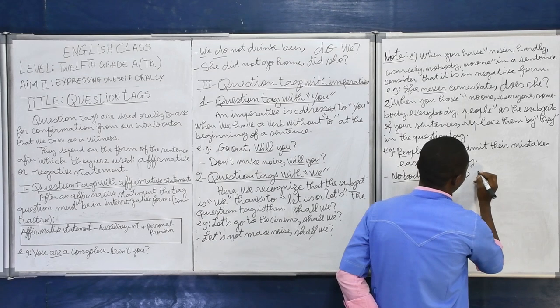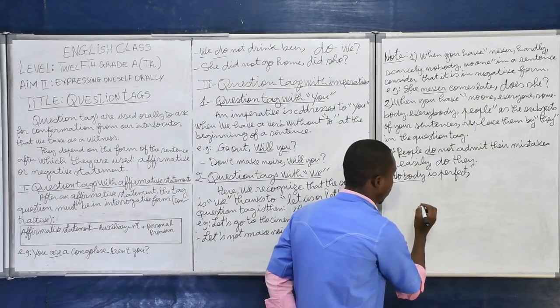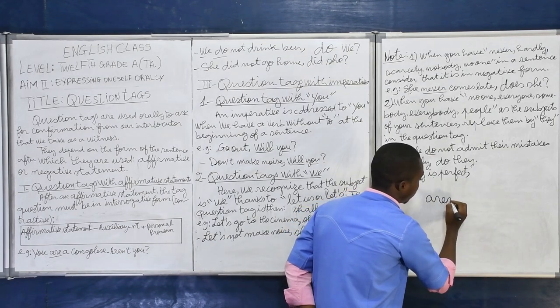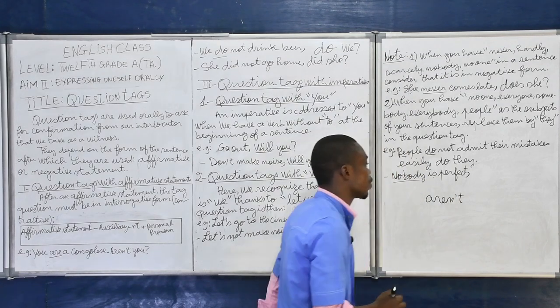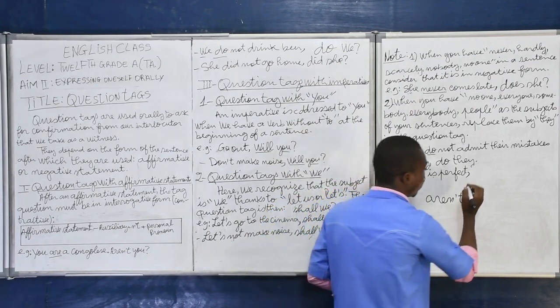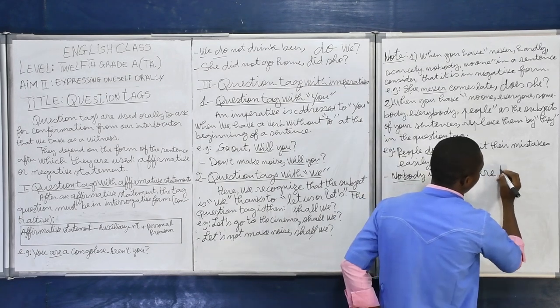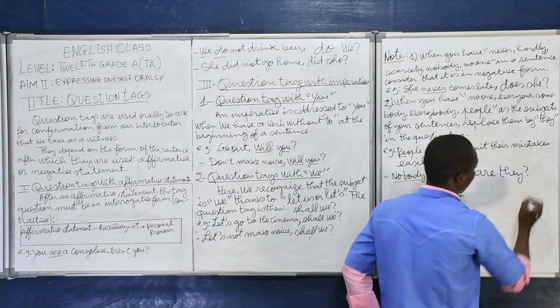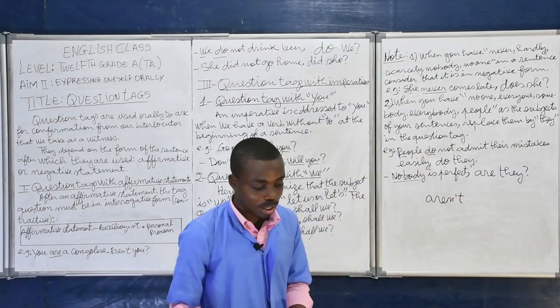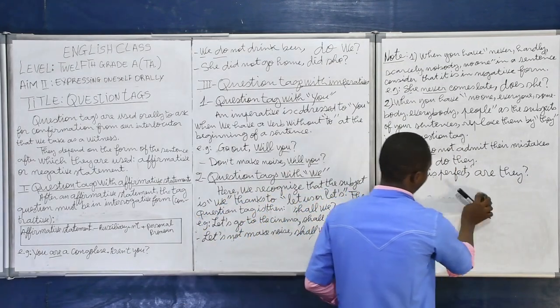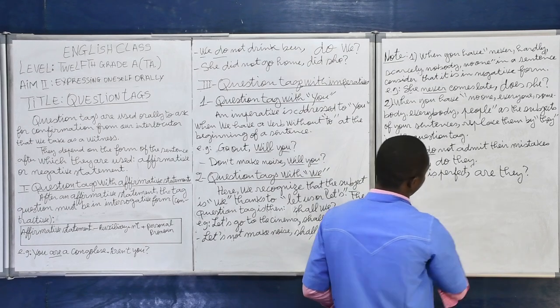Comme elle est négative, on n'aura plus besoin de dire « aren't they ». Ne pas vous tromper parce que cette phrase-là est déjà négative. So we just say « are they ». Personne n'est parfait, n'est-ce pas? Nobody is perfect. Are they?